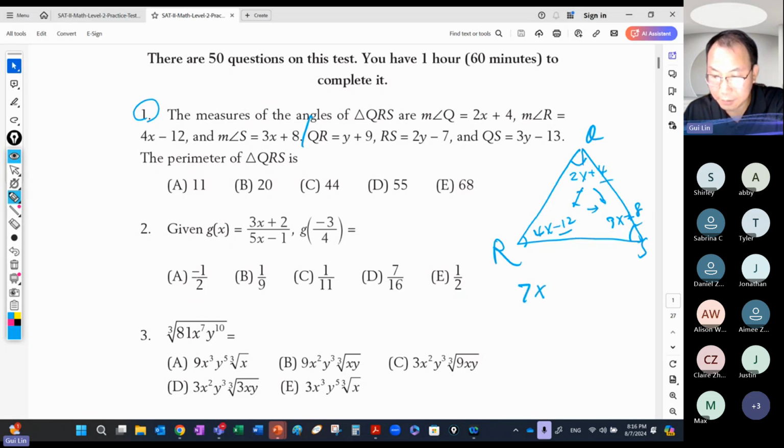And the numbers: 4, 8, 12, so it's nothing. So you get 180. So x equals 180 over 7. Is it correct?